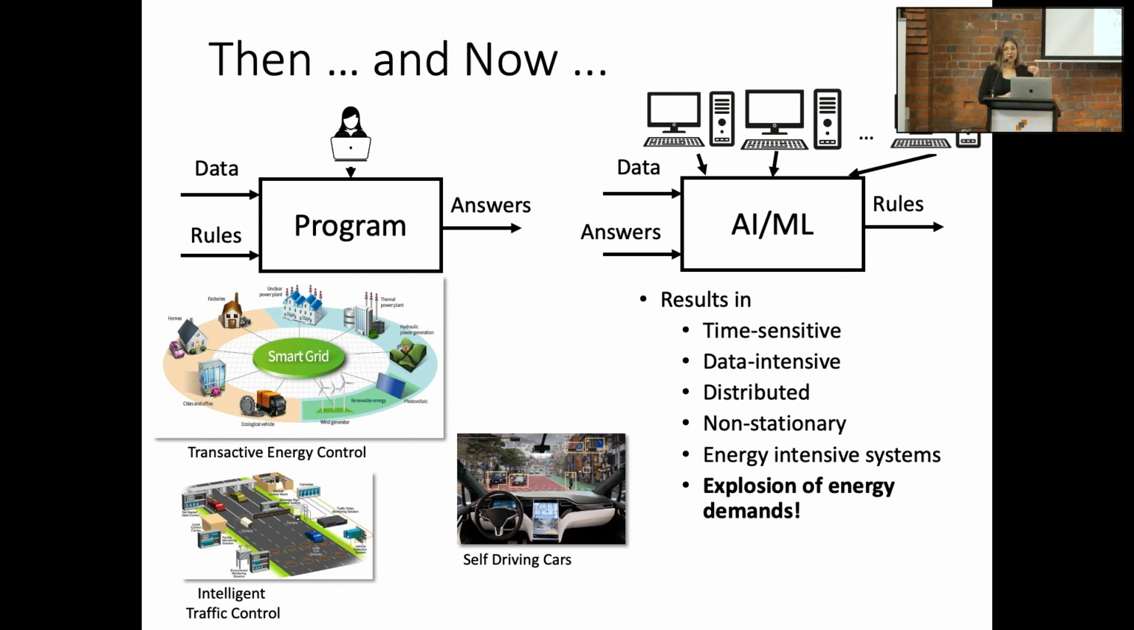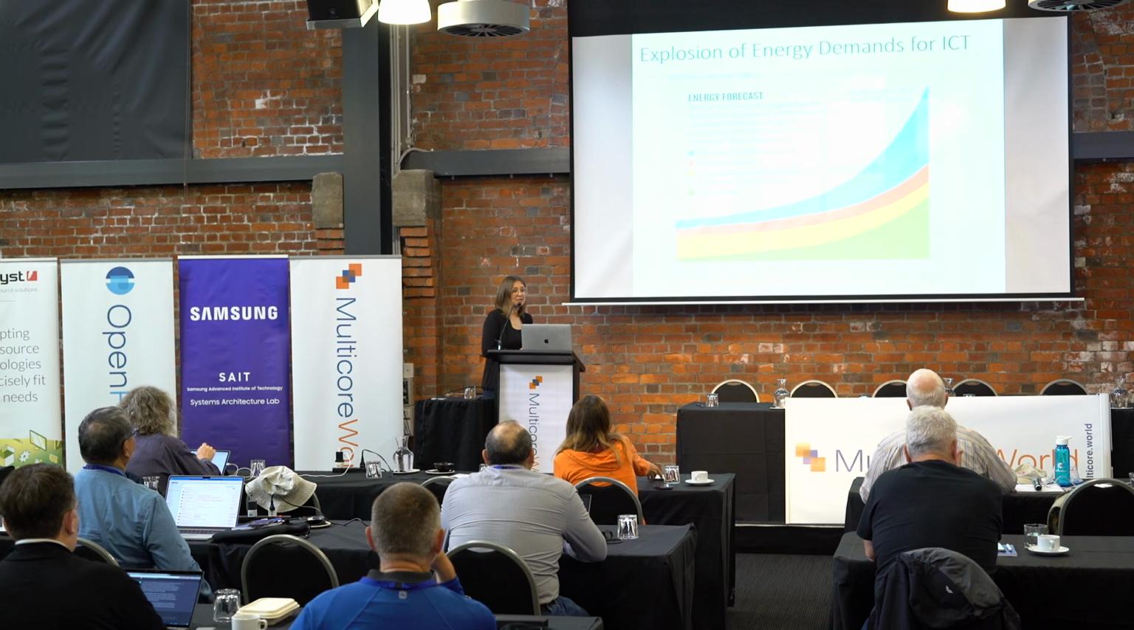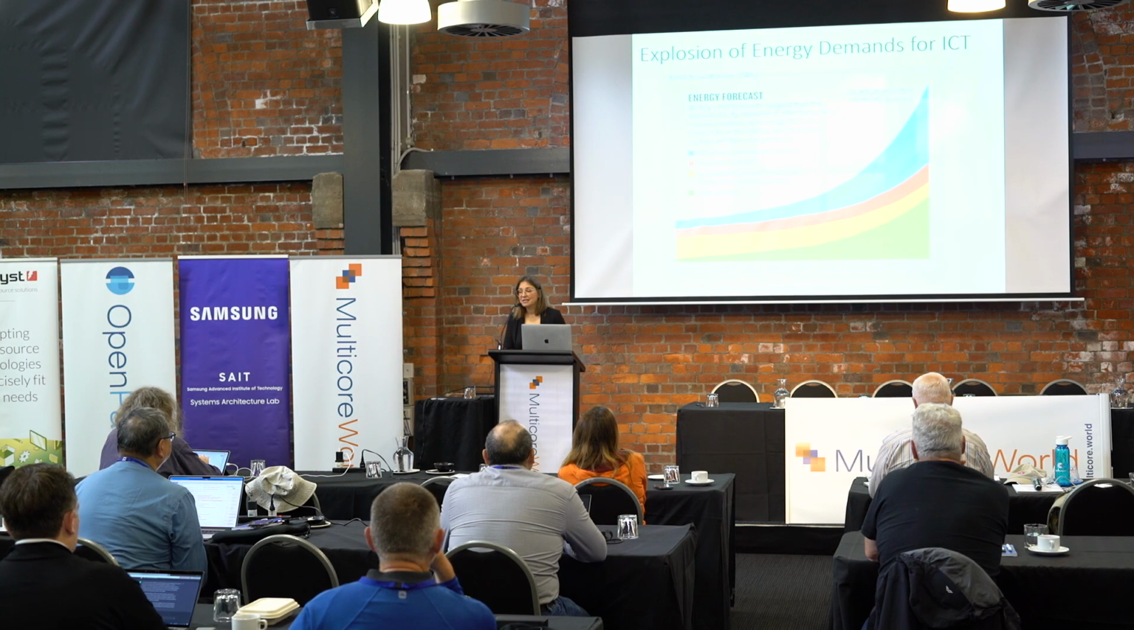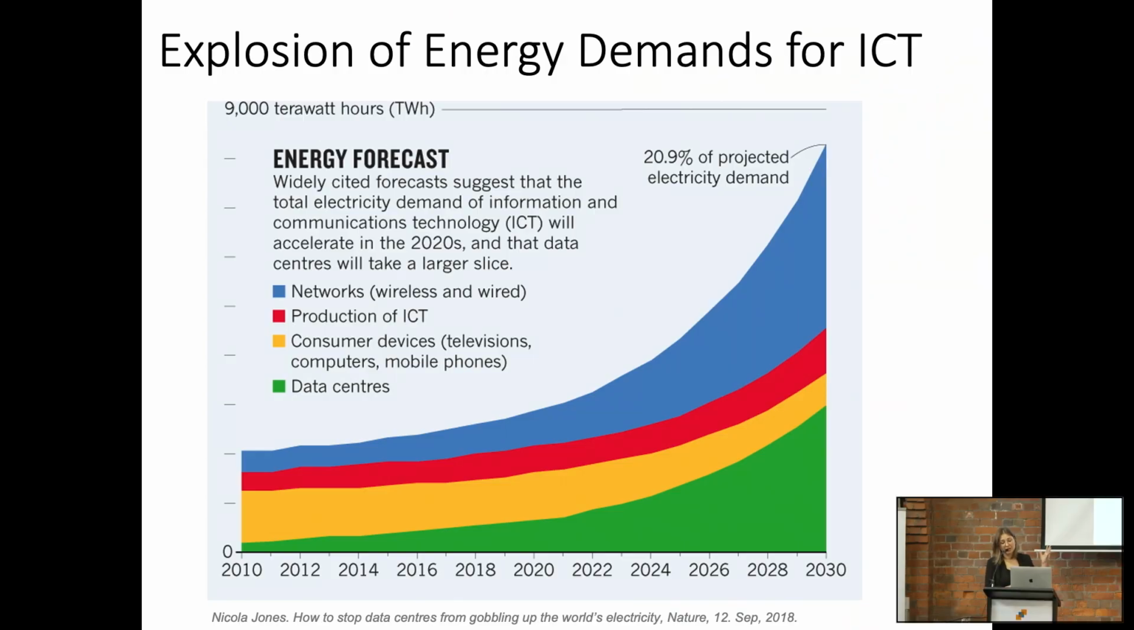That means we learn a model of the environment, we learn a model of the world, and then something changes. The data distribution changes, and we have to do it again and again and again. And this results in an explosion of energy demands. I think this picture shows it very nicely. I think it's bad, but the picture is nice.